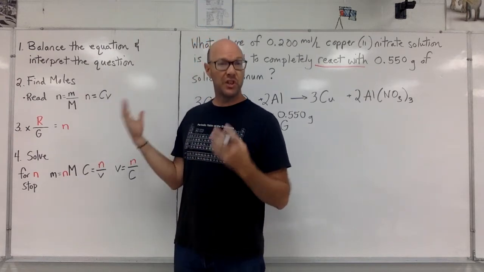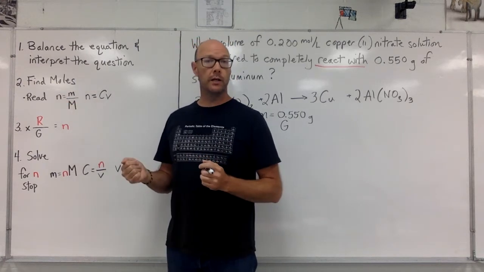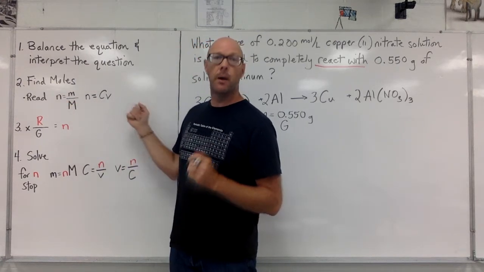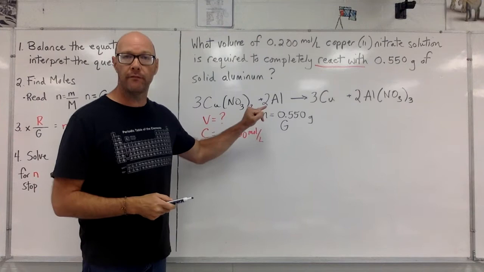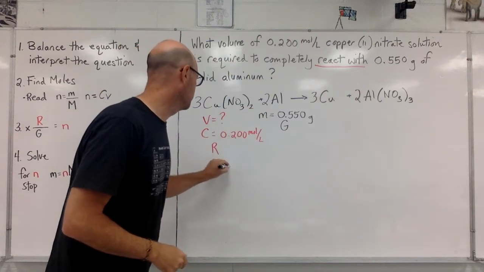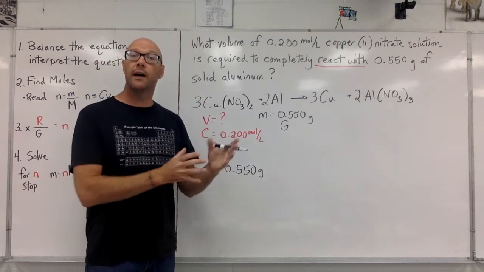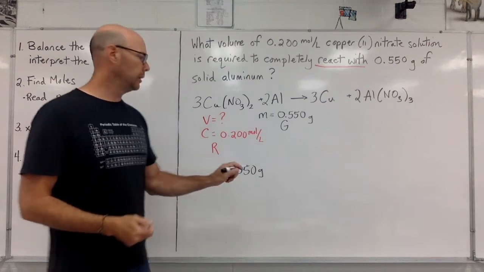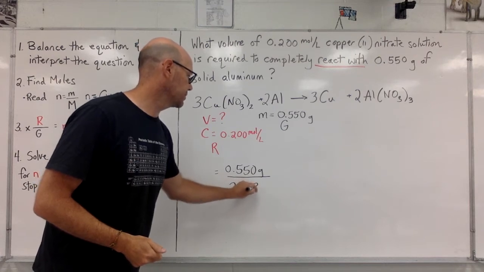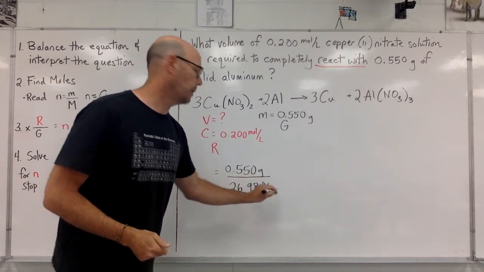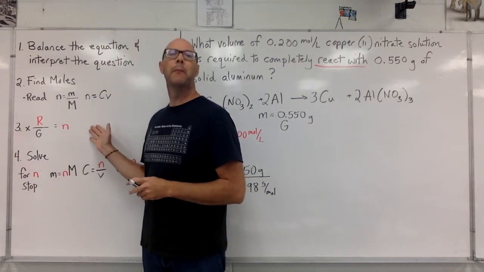Find moles. We have these 3 possibilities, and they're all still going to show up sometimes. We can find moles by reading, sometimes concentration times volume, but in this question, mass over molar mass. We have the mass, 0.550 grams, and that's grams of aluminum. So we need to use the molar mass of aluminum, which the periodic table tells me is 26.98 grams per mole. We're going to find moles and move on to step 3, multiply by R over G.